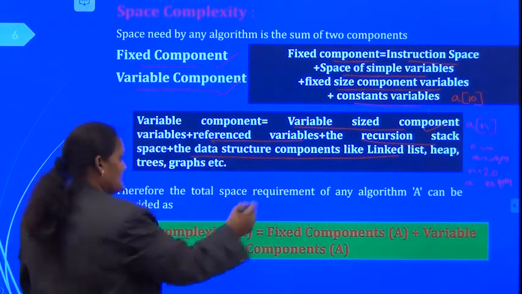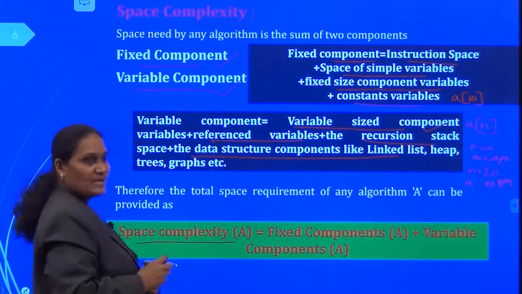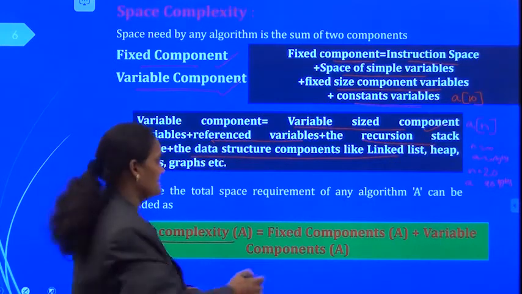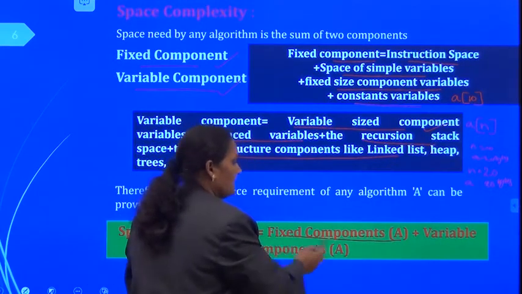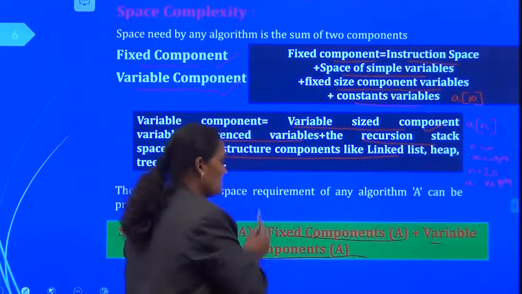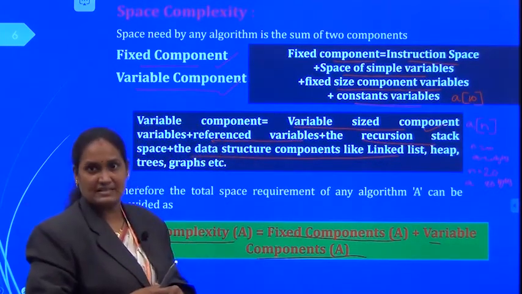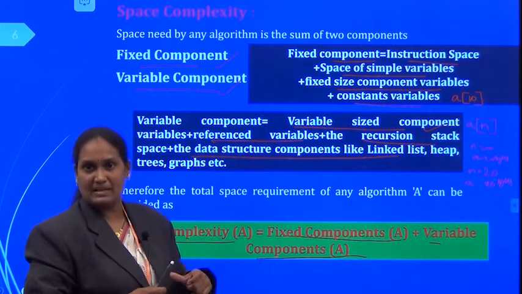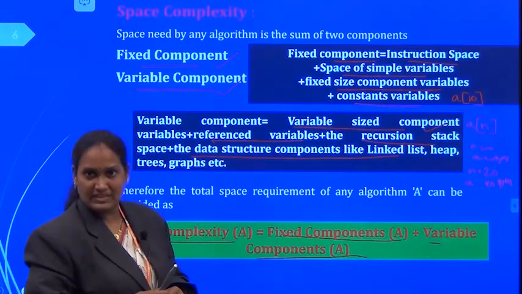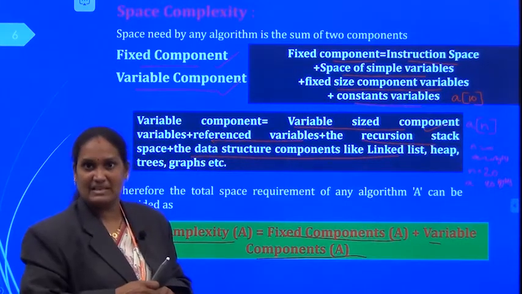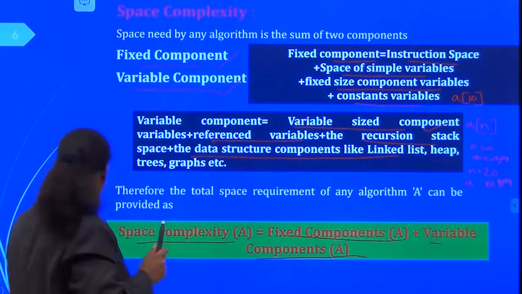Now the total space required, the space complexity of an algorithm A, can be represented as fixed components of A plus variable components of A. Now I am going to explain this space complexity by taking a small example. Let us see the example.